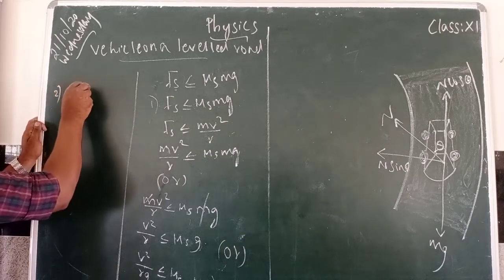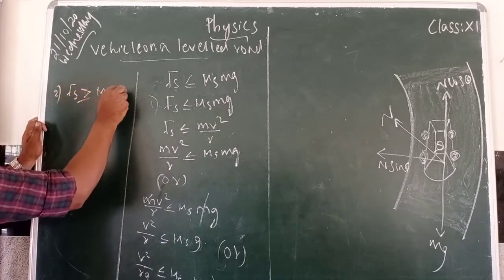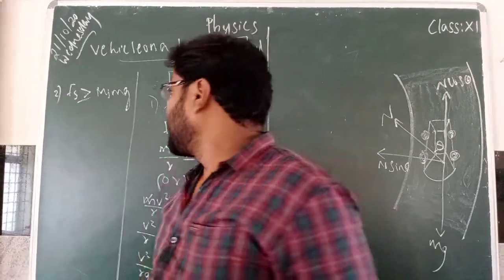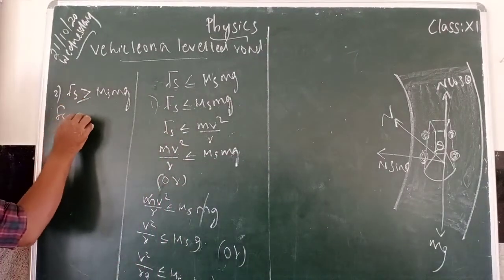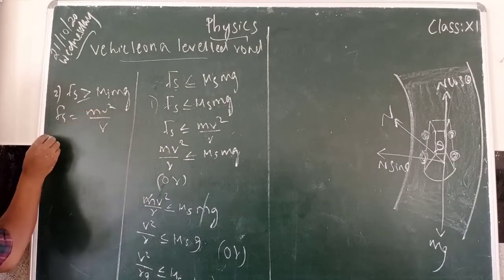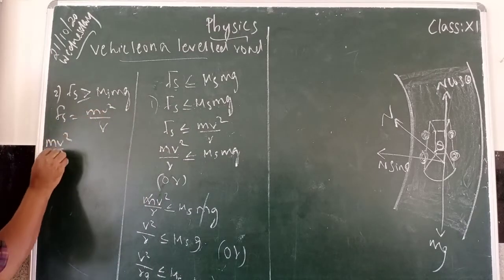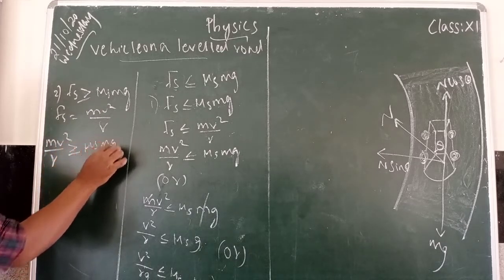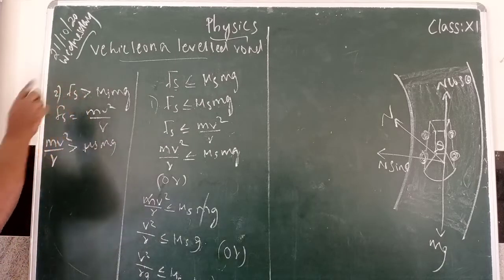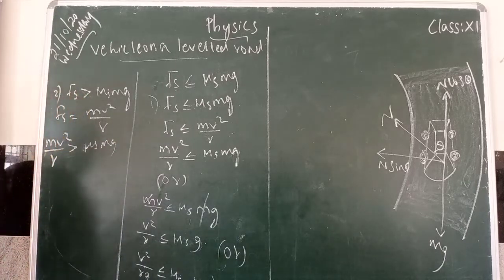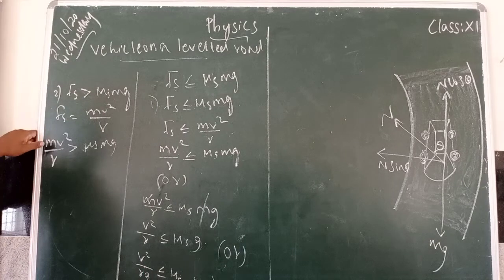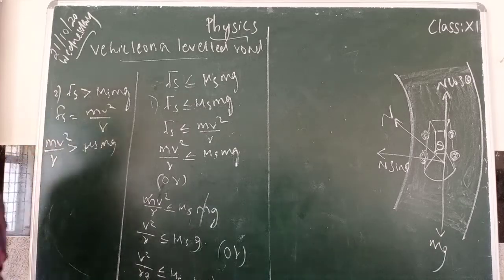Here Fs is greater than mu s mg. So listen here, in this condition mv square by r is greater than mu s mg, not equal to, greater than. So this is the condition for skidding. You see, this centripetal force is greater than the gravitational force.